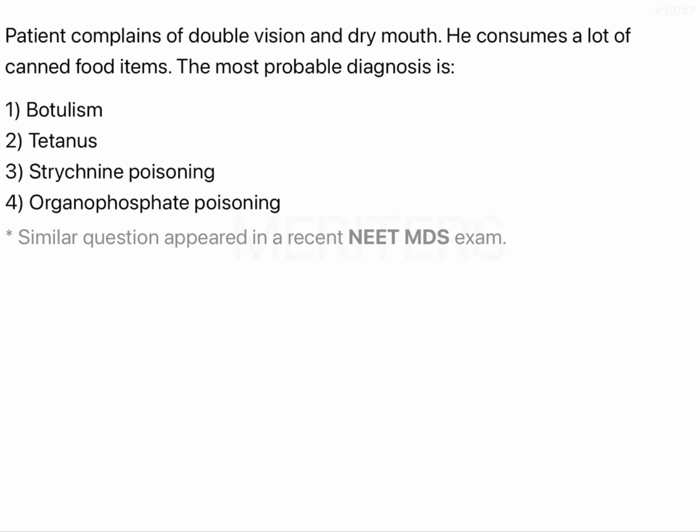Patient complains of double vision and dry mouth. He consumes a lot of canned food items. The most probable diagnosis is? Now here are three very important keywords which will help us reach the diagnosis here. So the options are botulism, tetanus, strychnine poisoning, organophosphate poisoning. So this seems to be quite a case of poisoning actually.